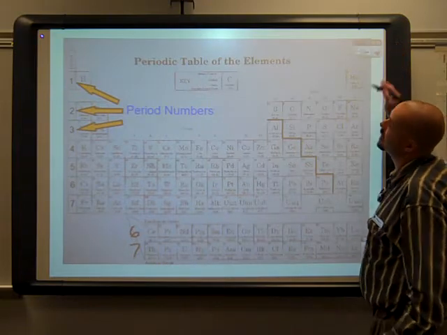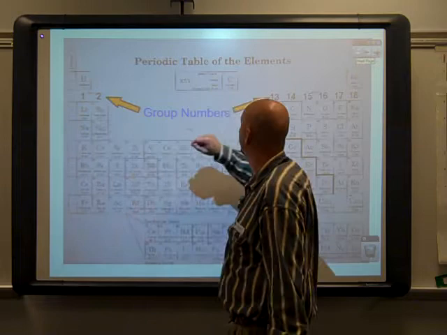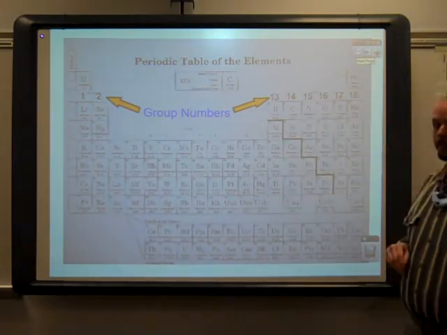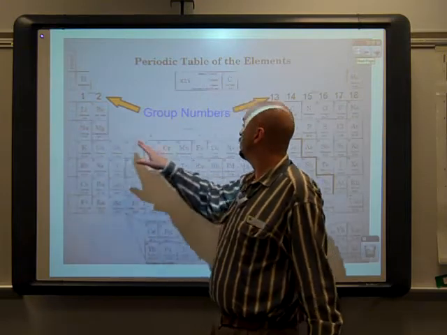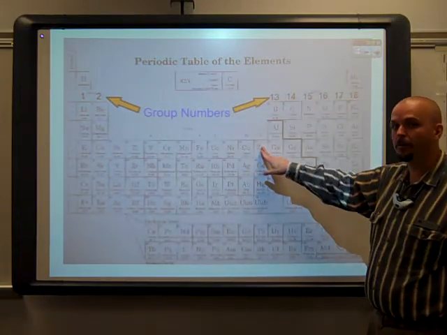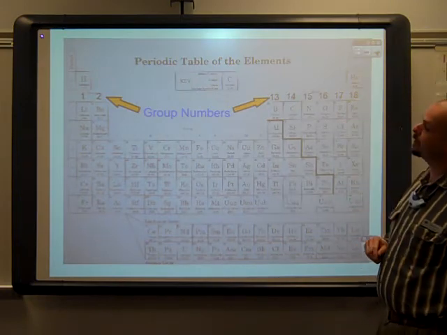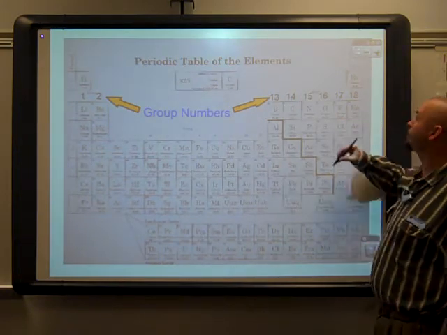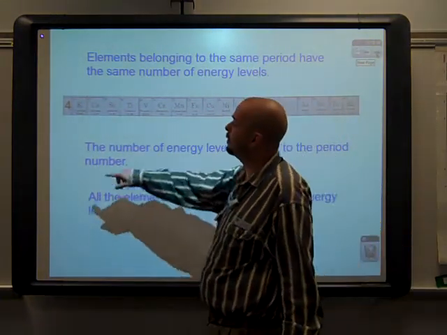The other set of numbers outside of the boxes are the group numbers. These go across the top. They're numbered 1 through 18. 1, 2, 3 through 12 are down here. We won't talk much about those. And 13 through 18 on the other side. Let's look first at the period numbers, the numbers that go down the left side of the periodic table.